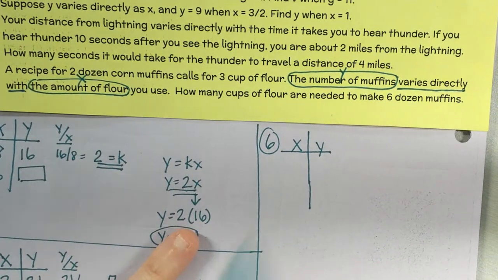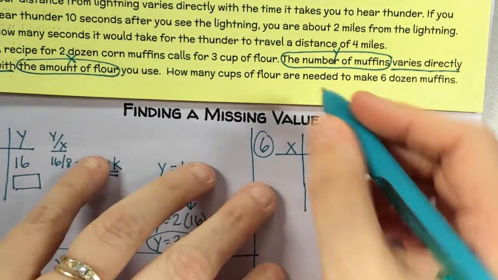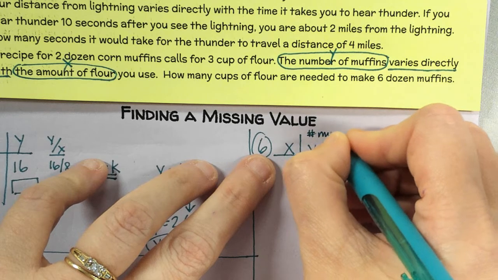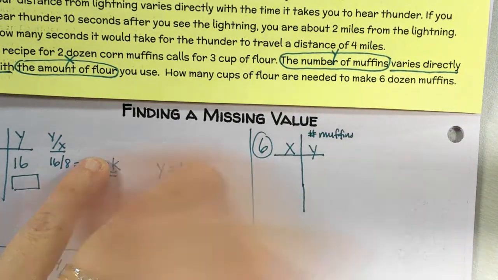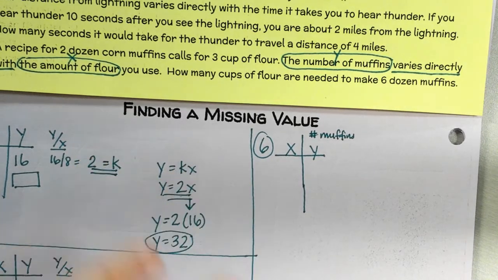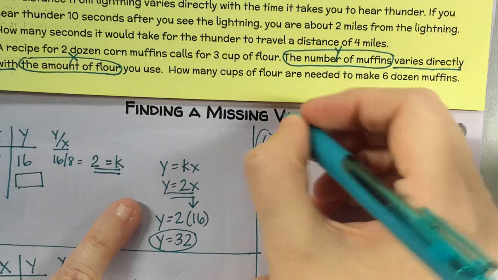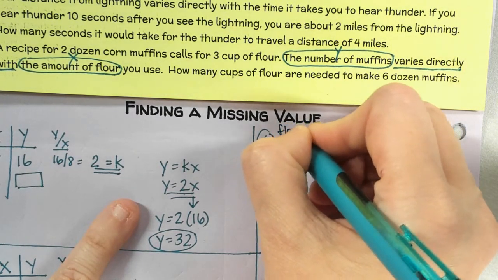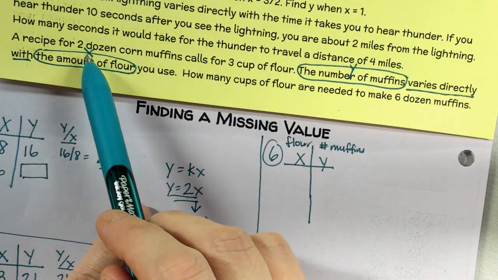Okay? All right, so now, my word problem doesn't have x and y in it. So I'm going to label as much as I need to on this table to help me put stuff in the right place. Because remember, I got to be precise. X is amount of flour. Let's just say flour. Now, when I look, it says 2 dozen corn muffins.